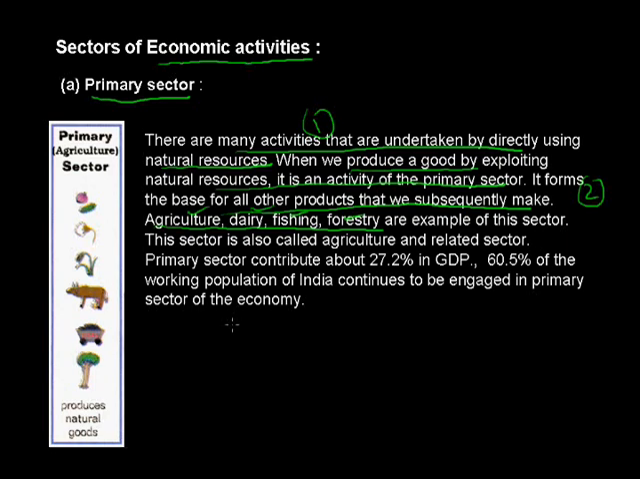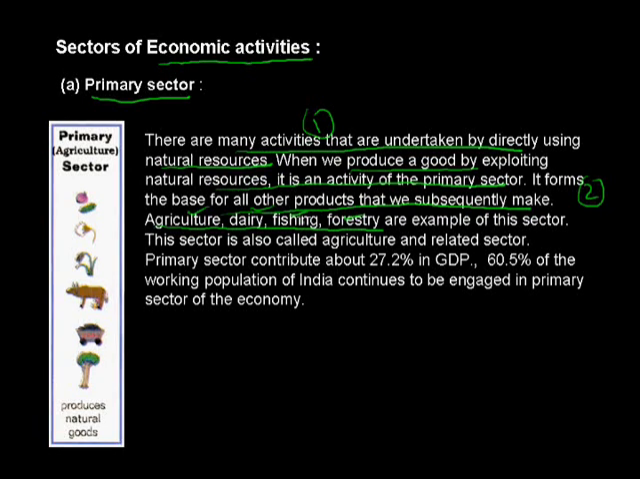Now why these are primary activities? First of all, they are based on the natural resources. We are using the natural resources. For agriculture, we are using the land. We are using the fertility of the soil. We are using the climate. According to the climate, the crops are going to vary. In the dairy, we are using the animals. We are providing them the grass from the pasture land.